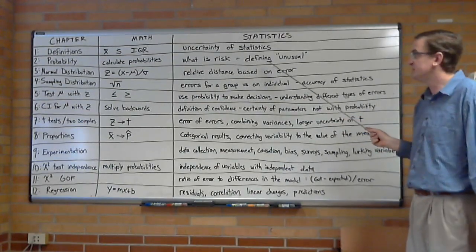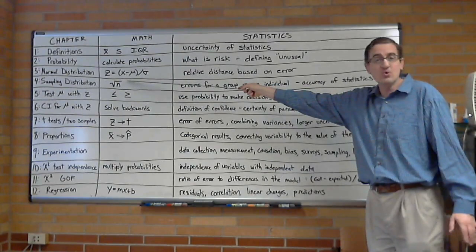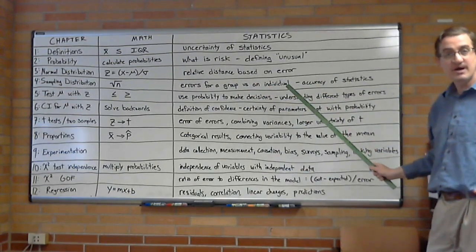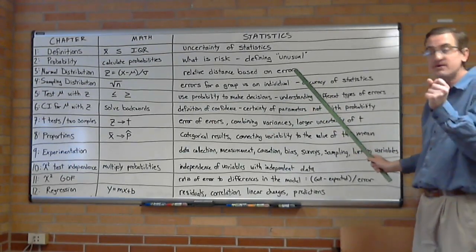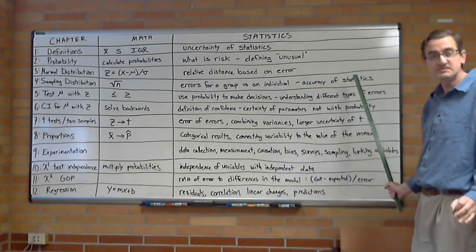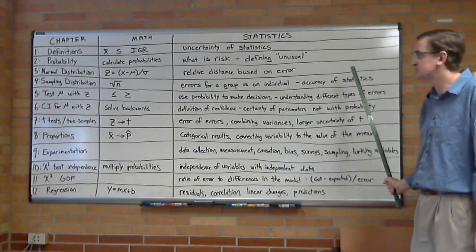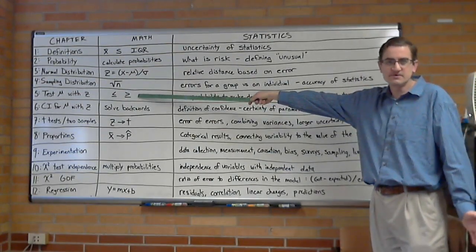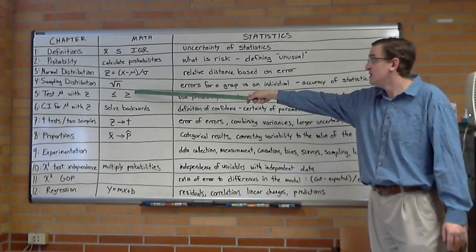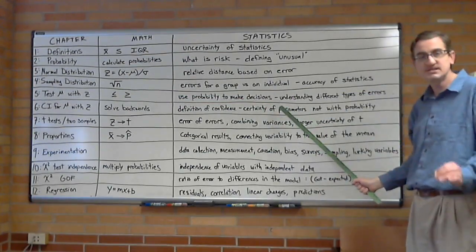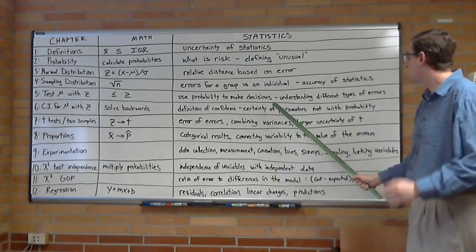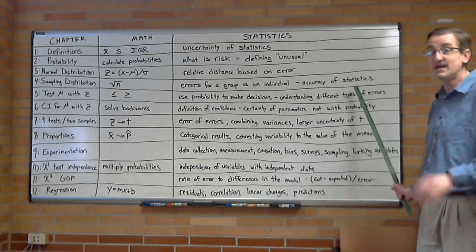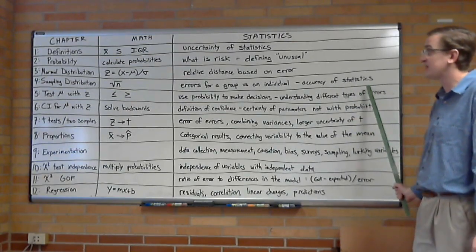That's, again, defining unusual. For the sampling distribution, the only difference is we're going to add that square root of n. But we're talking about errors for a group instead of just errors for a single individual. And that helps us to be able to talk about how accurate those statistics are. That way, chapter 5, which in some ways we call our first actual statistical chapter, we want to use probability to make decisions. That's the whole goal of the class. And we want to be able to understand that when you make a decision, you could make an error, and there are lots of different kinds of errors that could happen.